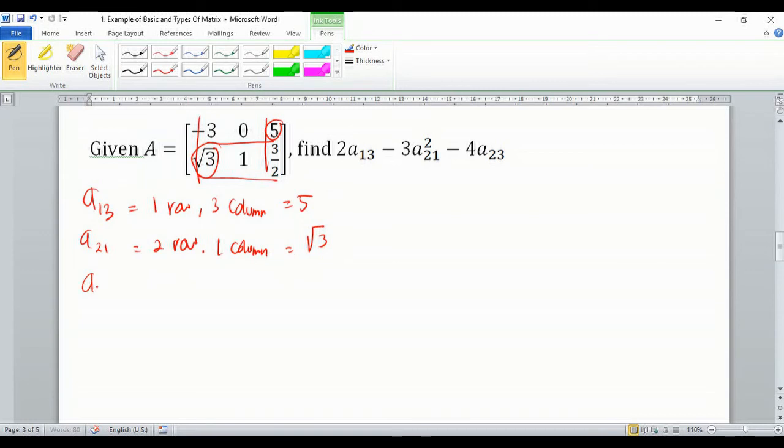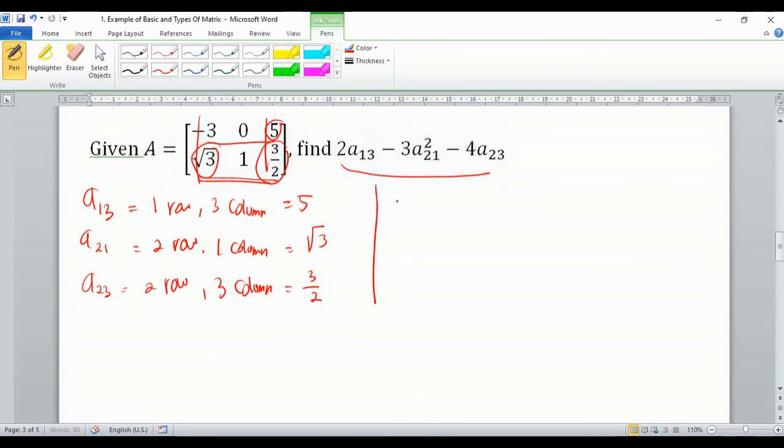How about A23? Second row, third column. So the value is 3 over 2. Okay, so we get A13, A21, A23. So you need to find this value.